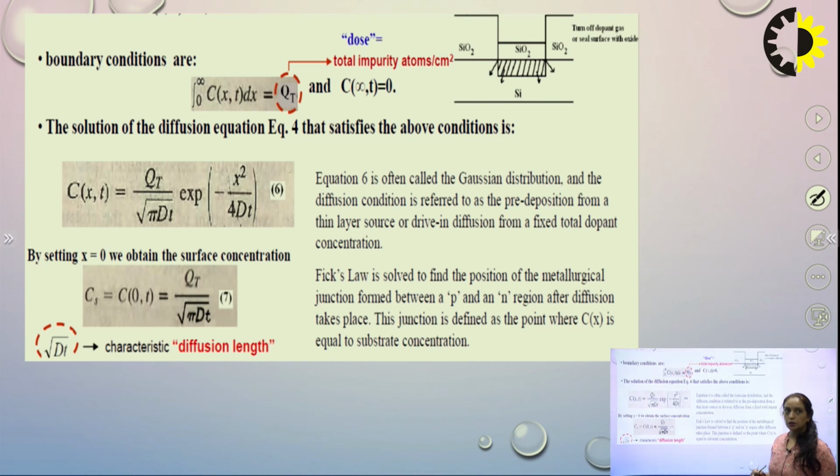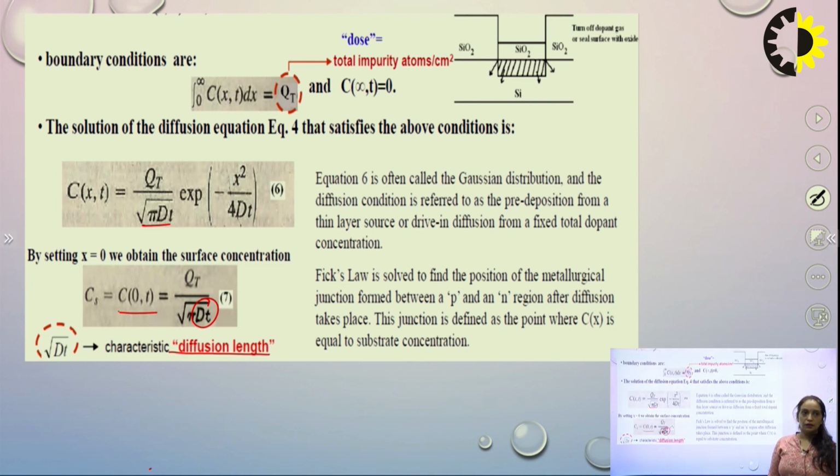So here your equations will be the integral of 0 to infinity of n dx, as we have seen in the previous equation, that is equal to Qt, that is equal to the dose, how much dose we are going to diffuse inside the dopant. The concentration will be calculated as Qt, the dose, divided by under root of pi Dt, times exponential of minus x square divided by 4Dt. By setting the value of x equal to 0, we are going to have the surface concentration Cs at distance 0 and time t, equal to Qt divided by under root of pi Dt. That under root Dt factor is known as the diffusion length.